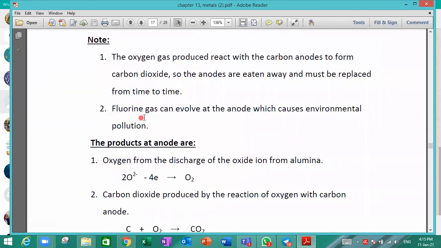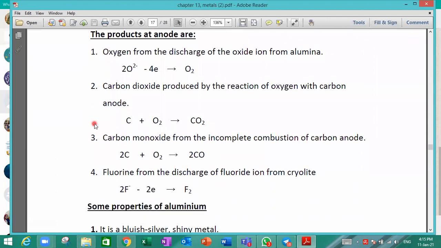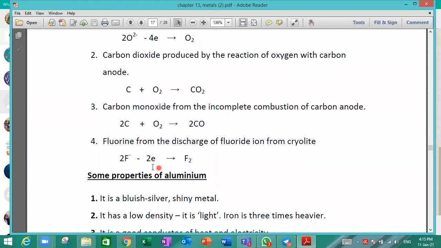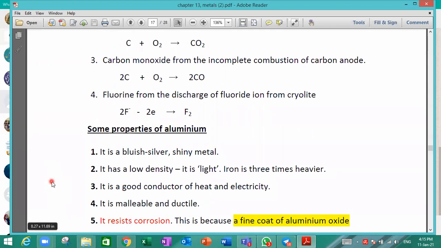And as I told you, fluorine gas evolves as well at the anode. So the products at the anode will be: 2 oxide ions minus 4 electrons gives oxygen gas. The carbon plus oxygen will form carbon dioxide gas, or carbon plus a lesser amount of oxygen, as in an insufficient amount of oxygen, would produce carbon monoxide gas. And also the fluoride ions would be oxidized to form fluorine gas by losing electrons.